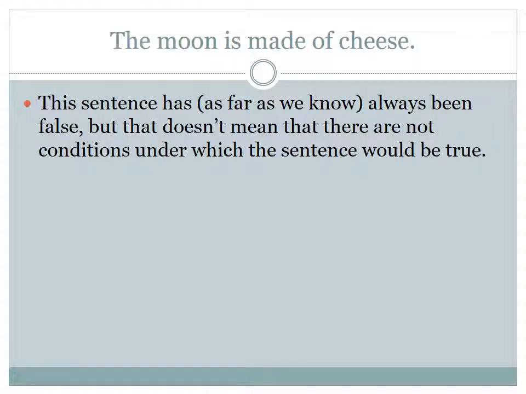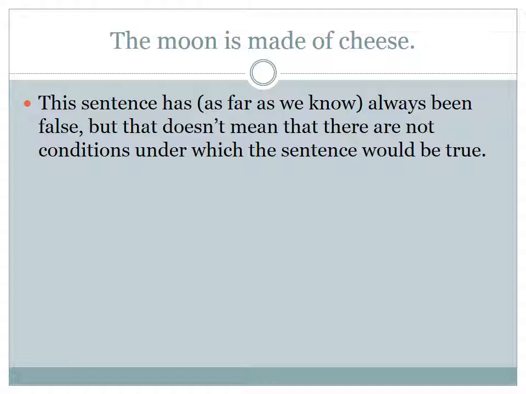Now, this is one of these that is actually just like the sentence, the cat is on the mat, in the sense that it could be true or it could be false. And so, despite the fact that the sentence has, as far as we know, always been false, that doesn't mean there are not conditions under which the sentence would be true.